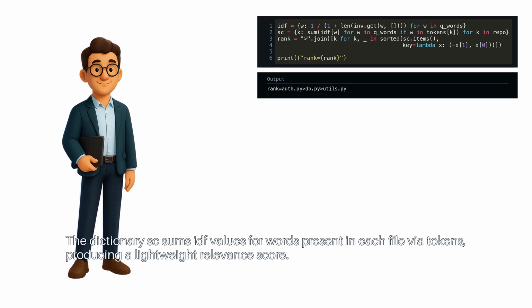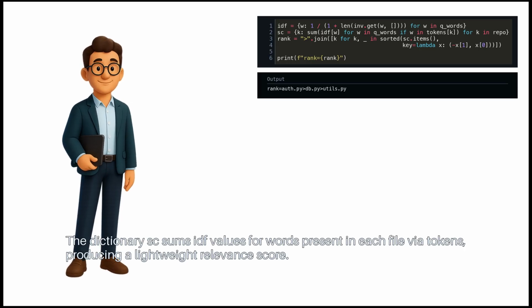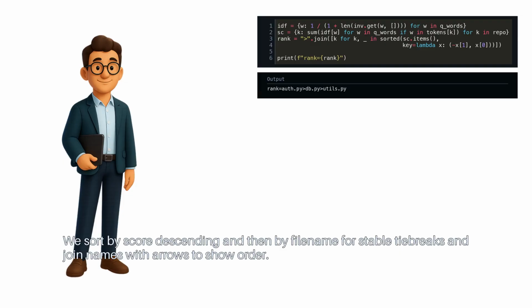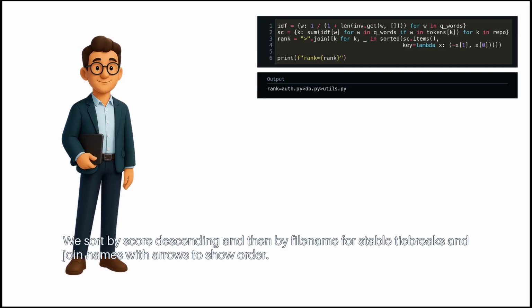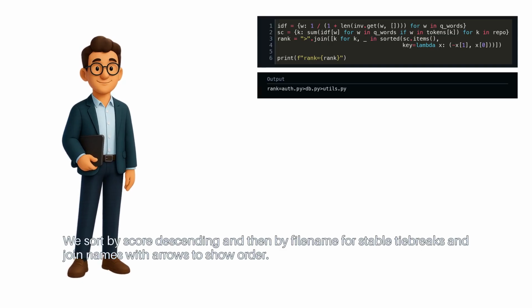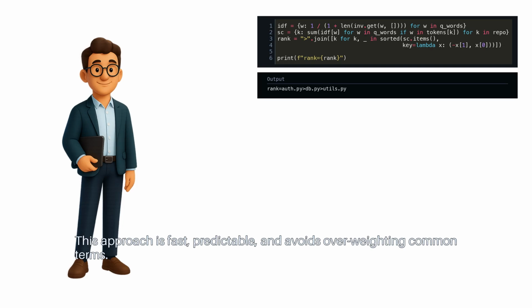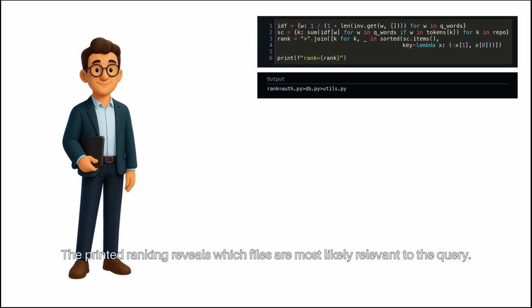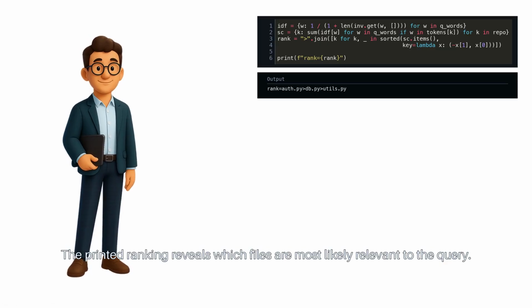The dictionary SC sums IDF values for words present in each file via tokens, producing a lightweight relevance score. We sort by score descending and then by file name for stable tiebreaks and join names with arrows to show order. This approach is fast, predictable, and avoids overweighting common terms. The printed ranking reveals which files are most likely relevant to the query.